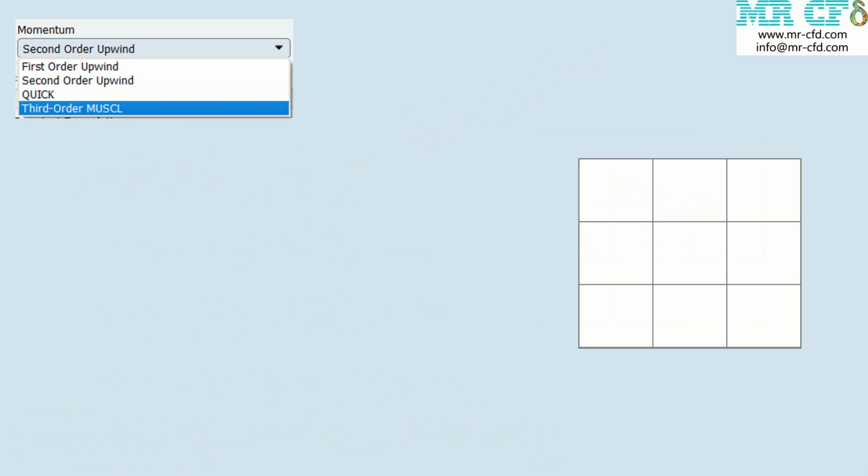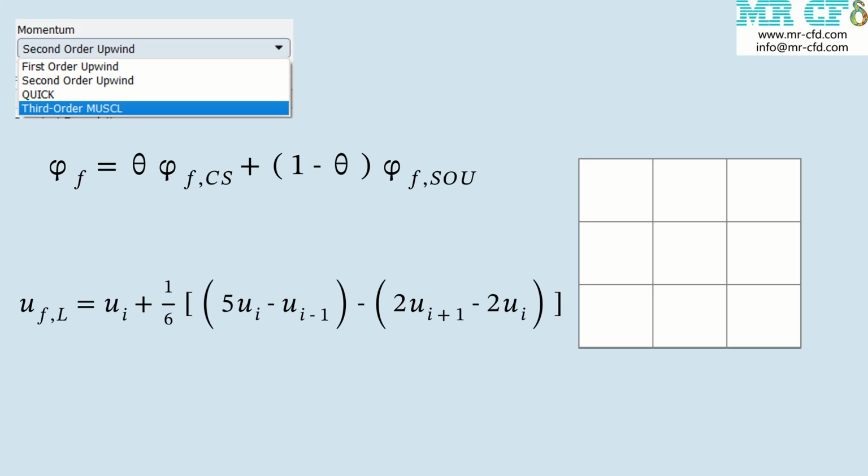The last scheme is MUSCL. This third-order convection scheme was conceived from the original monotone upstream-centered schemes for conservation laws by blending a central differencing scheme and the second-order upwind scheme, where phi CS is the central scheme and phi SOU is computed using the second-order upwind scheme as described earlier. In this scheme, the right and left sides of a face can have different velocity values. This allows the scheme to handle discontinuities or phenomena such as shocks better.